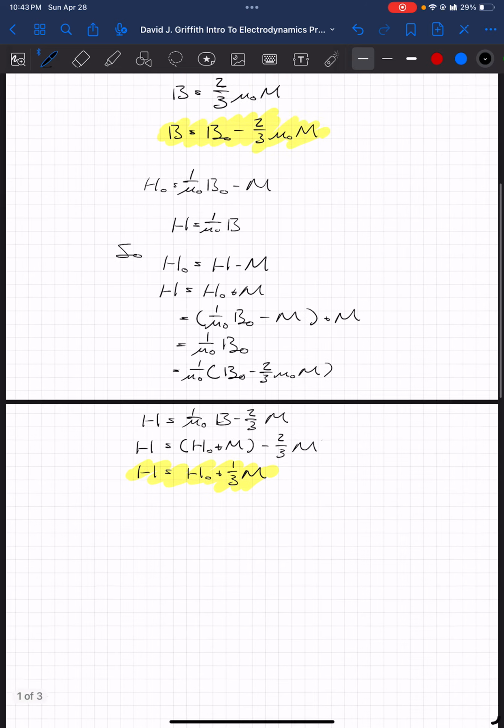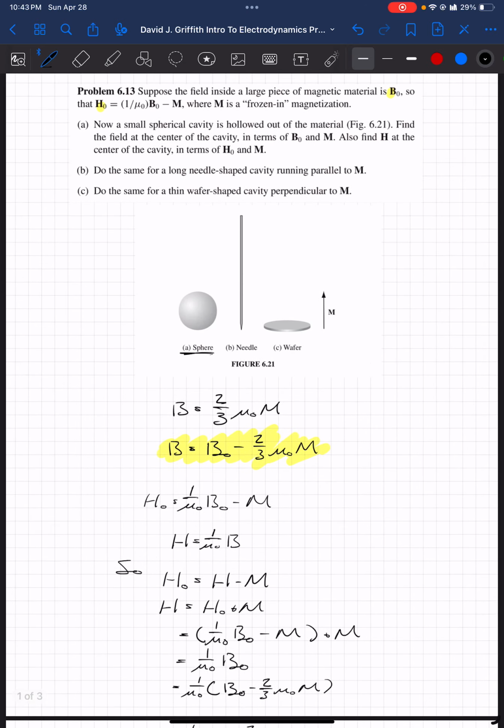Now, part B tells us to do the same for a long needle-shaped cavity running parallel to M, which can be seen here again in figure 6.21, which is just parallel with M.